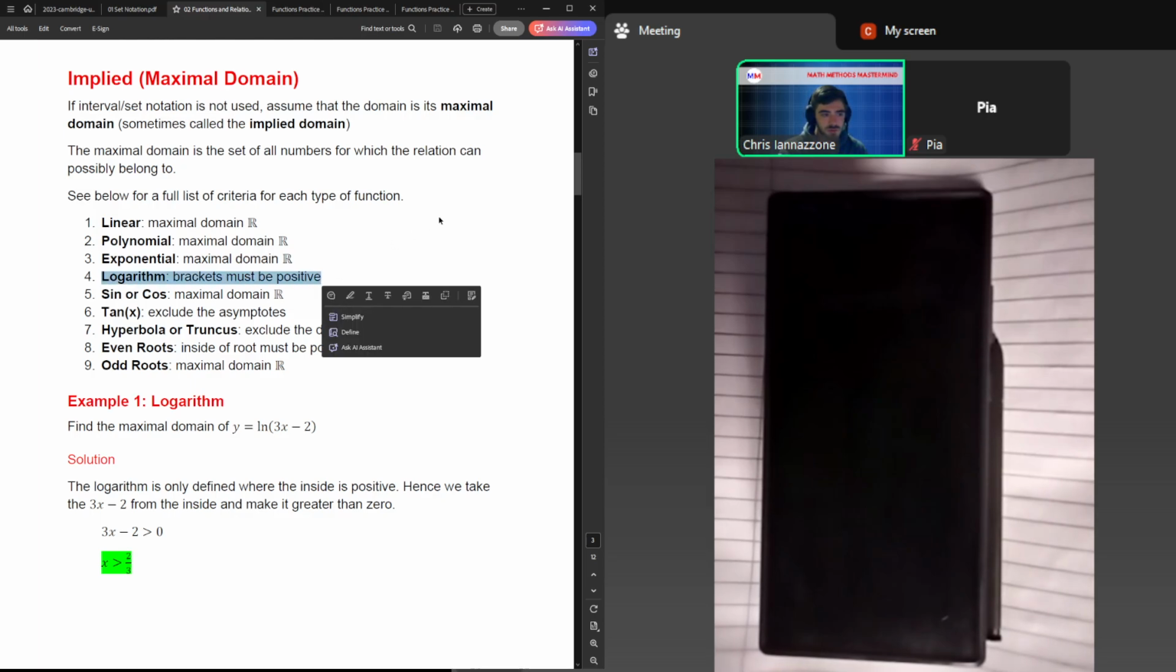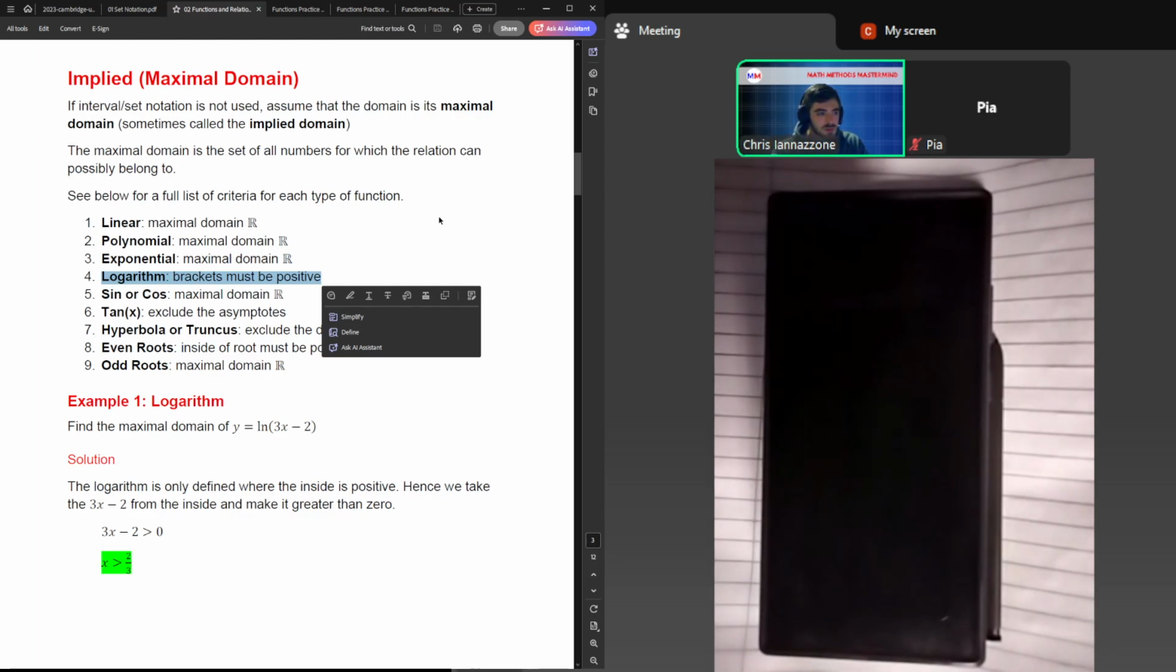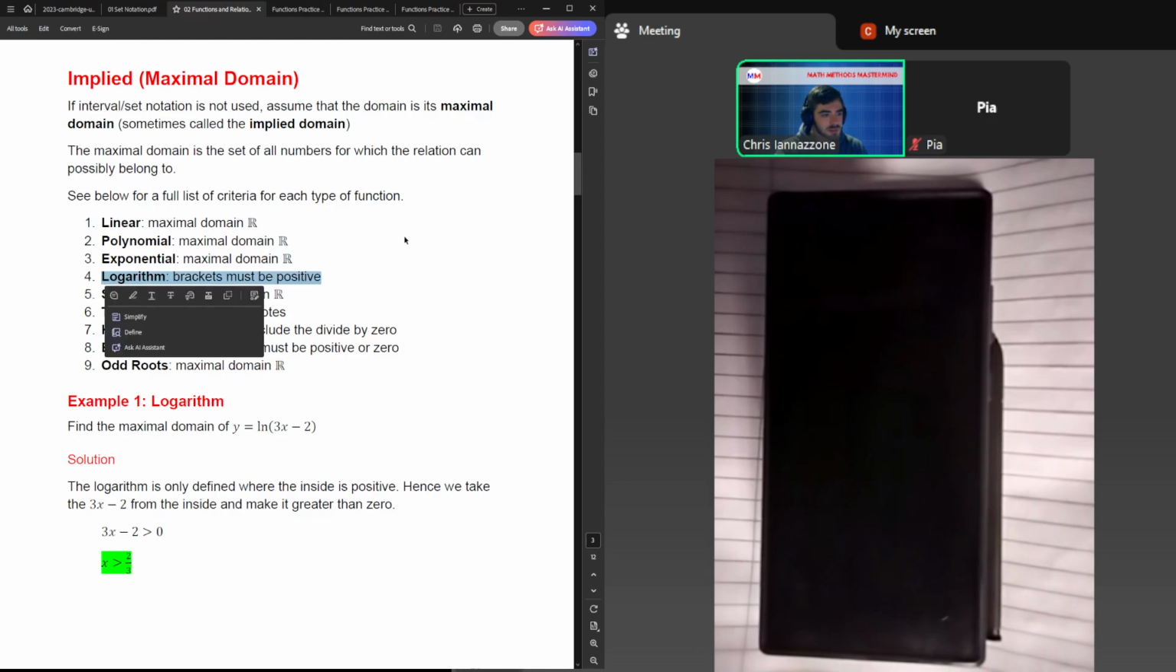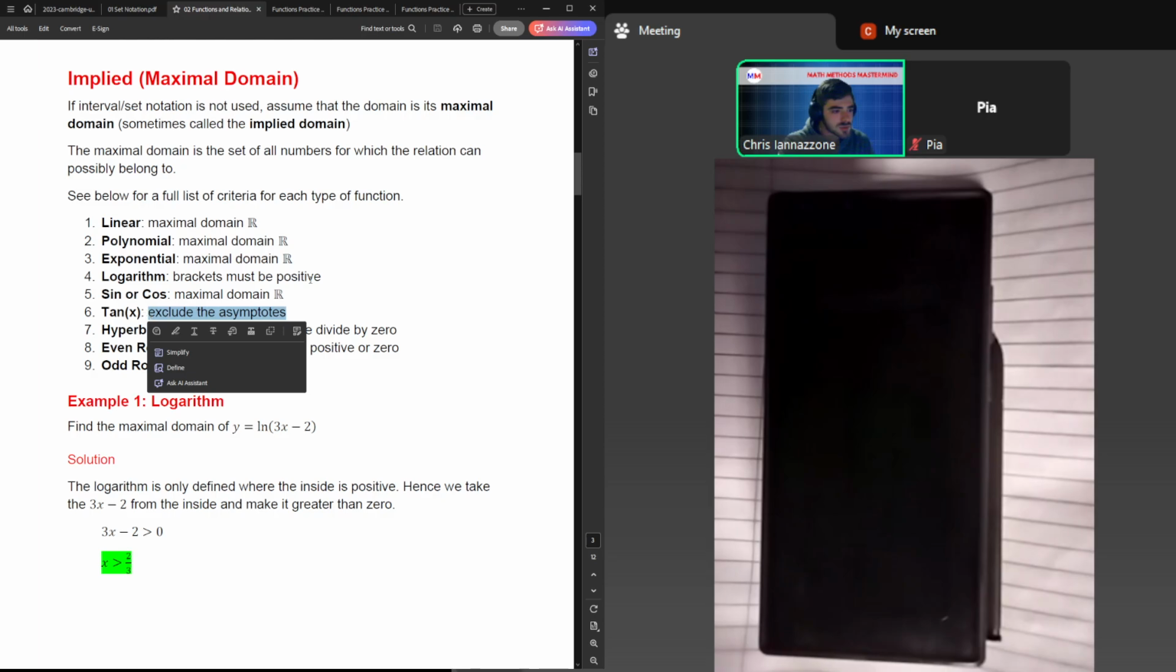However, when you get to logarithms, the key criteria there is that the brackets have to be positive. You can never have a natural log of 0, and you can never have a natural log of a negative number. So that's the criteria you need to be worried about there. Sine and cos, all real numbers, there's no real issues there. Those propagate out to infinity no matter what. Tan, kind of, but you just got to make sure you exclude all those asymptotes. So basically anywhere that there are vertical asymptotes on a graph is always going to be an undefined spot. Hence, it should not be part of the domain. So you would have to calculate asymptotes and exclude that if you're doing maximal domain for tan.